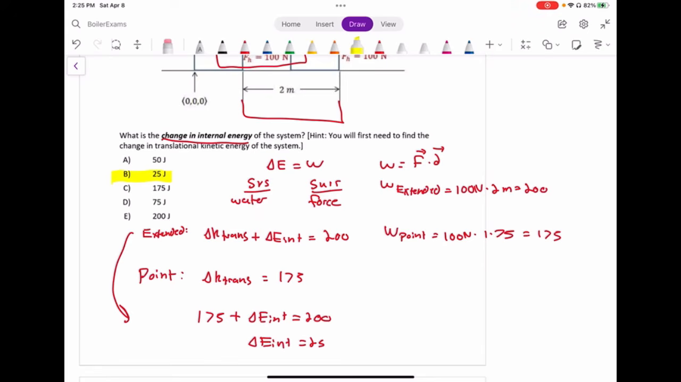So with these ones, the extended system is going to have more variables in it, but you can use the point particle system to find one variable easier and then plug that back into your extended. The point particle is a more simplified system.